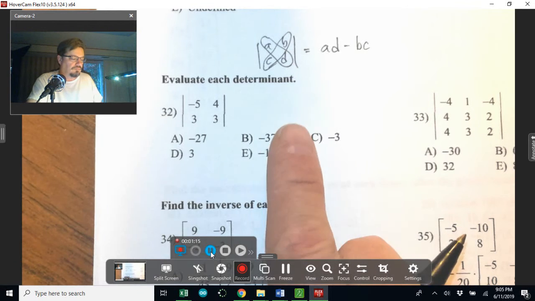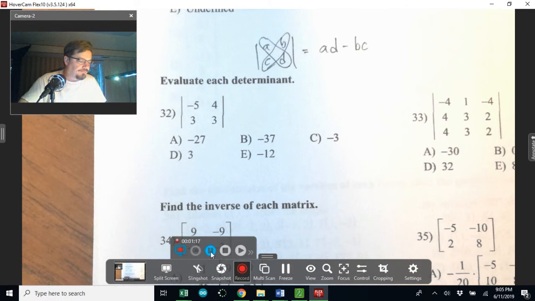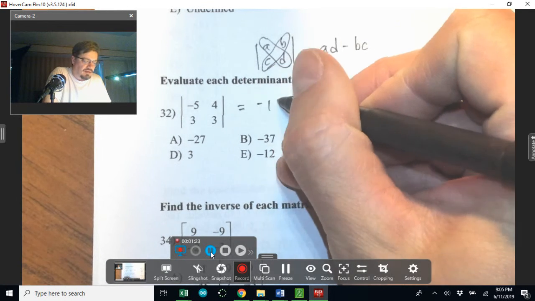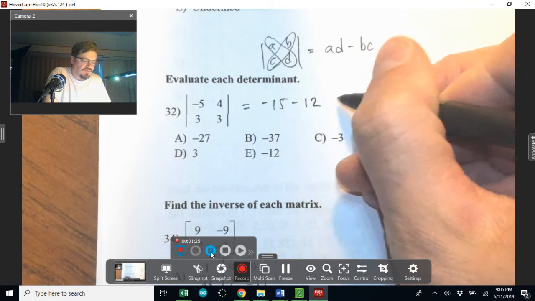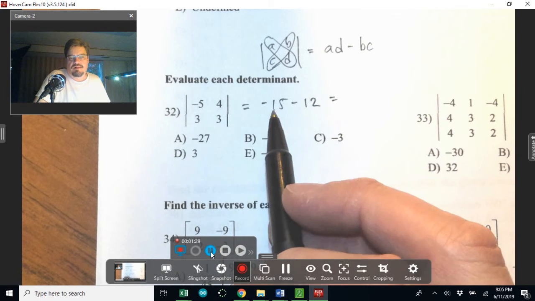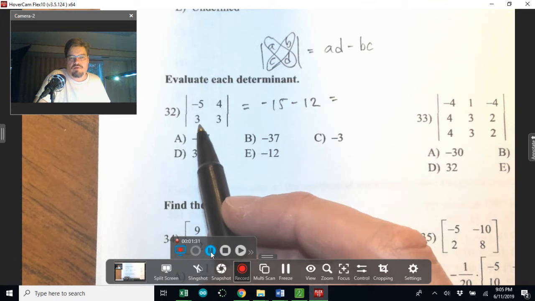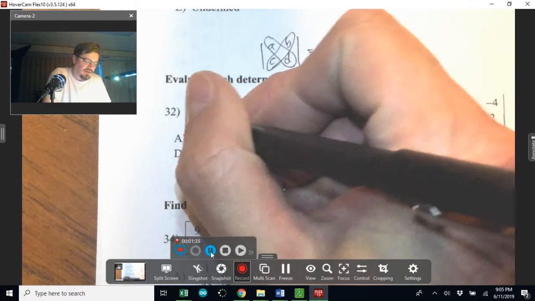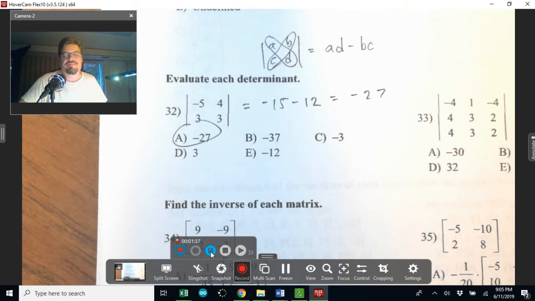All right, so let's go ahead. Up to here, we get negative 15 minus 12, right? Negative 5 times 3 is negative 15, minus this product right here, which is positive 12. So you get negative 27, and that's it. That's all there is to it.